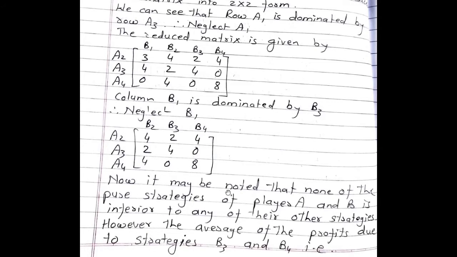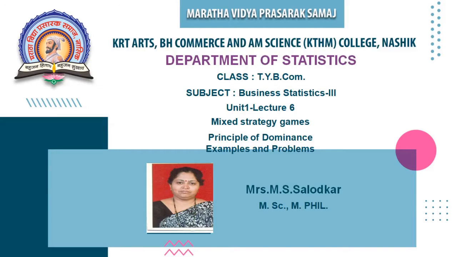Now, it may be noted that none of the pure strategies of player A and B is inferior to any other. However, the average of the strategies B3 and B4 dominates strategy B2 of player B.